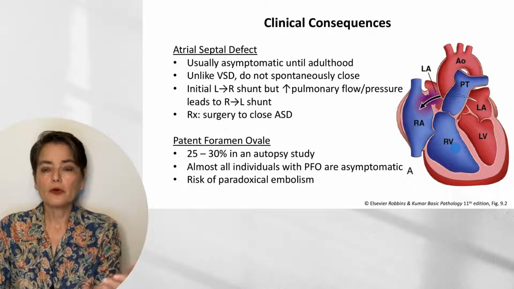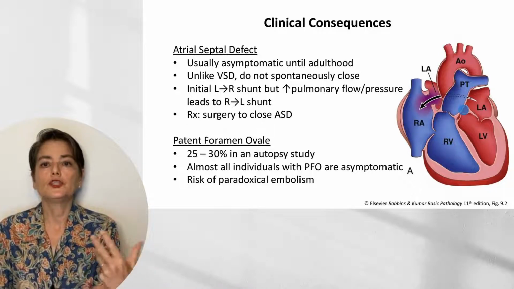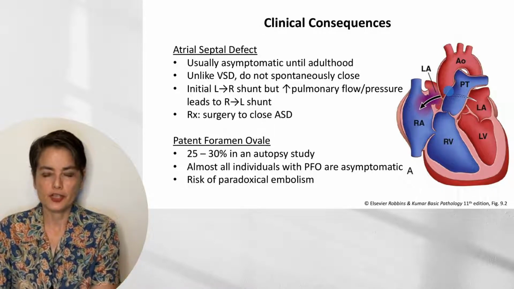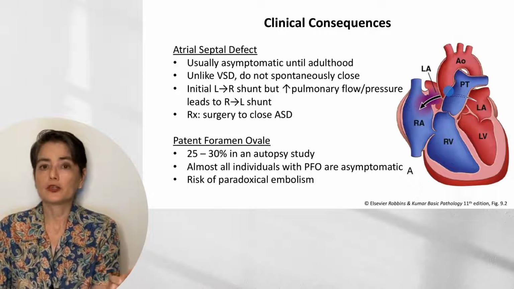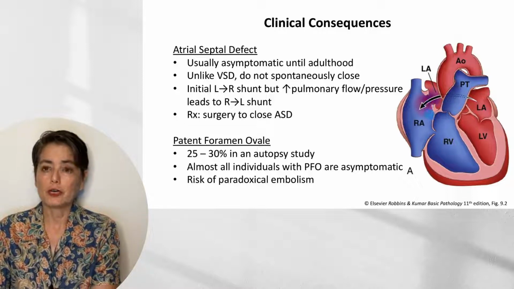And it is possible, though unlikely, that this increase in flow is going to cause eventually pulmonary hypertension and a right to left shunt. We don't see that very commonly with atrial septal defect. It can happen, however, so when we diagnose someone with an ASD, we're going to use surgery to close that. It can be done through a catheter.